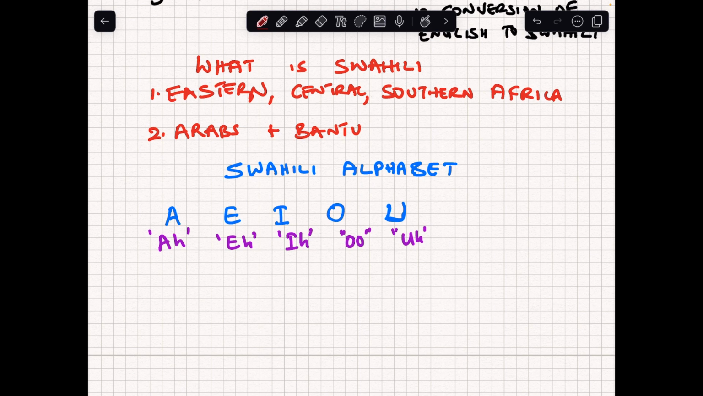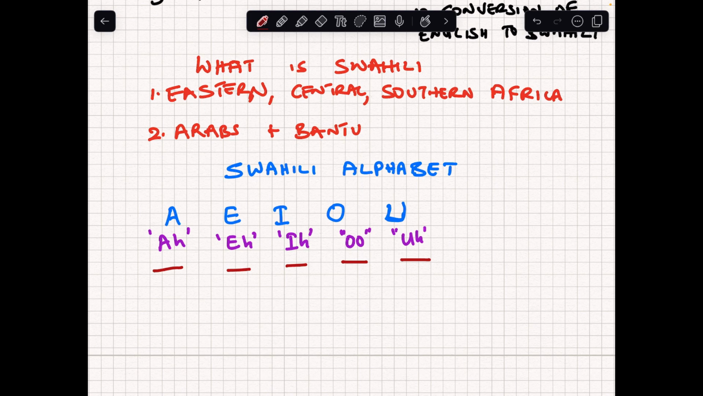Now, for you to be able to read and write Swahili, you really need to practice this. Let's start together. A, E, I, O, U. A, E, I, O, U. We have a song that we usually use for teaching kids. We say A, E, I, O, U, A, E, I, O, U, A, E, I, O, U, U, U.